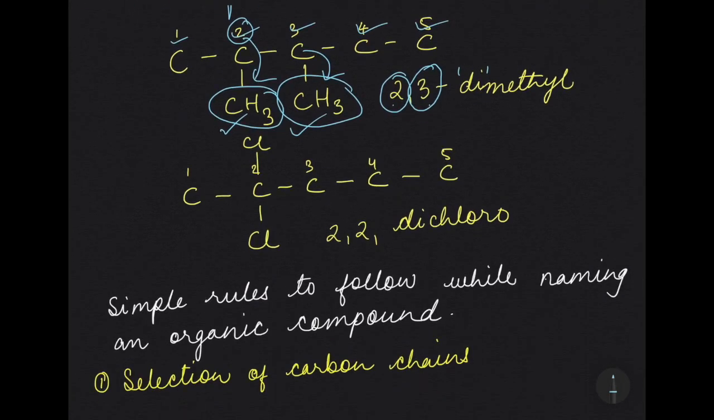Similarly, if there is a chloro group, with chlorine attached to the second carbon, on either side of the second carbon, then you will write it as 2,2, again di for 2 chlorine atoms, chloro. I hope it is clear.